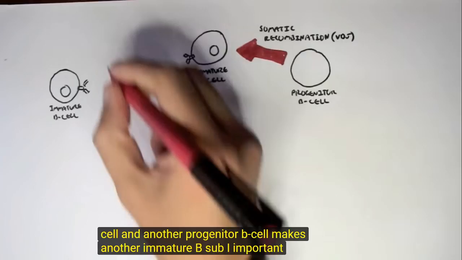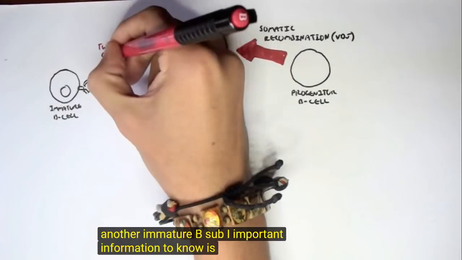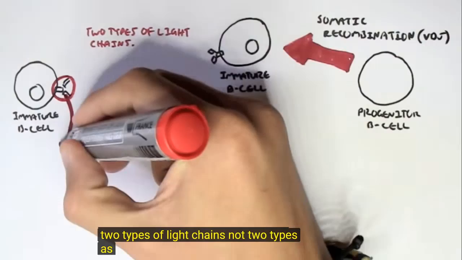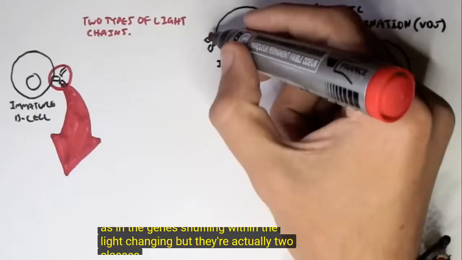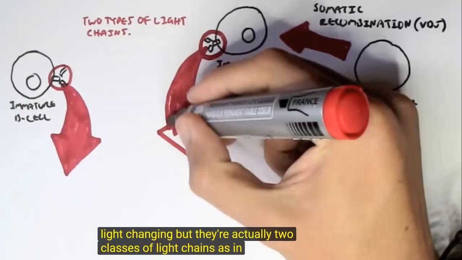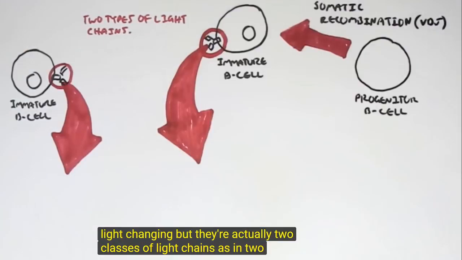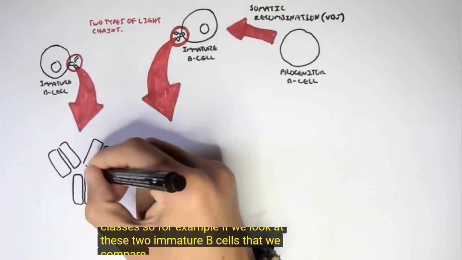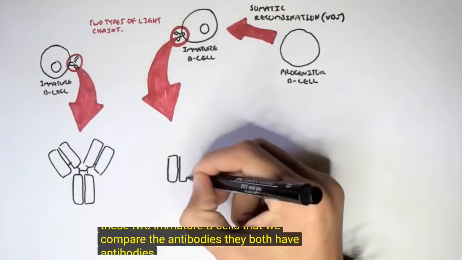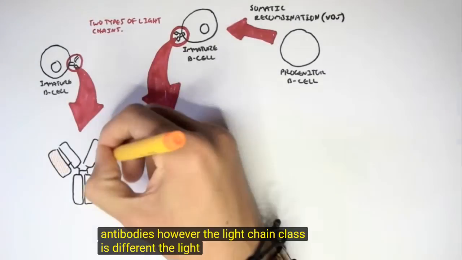Important information to know is that there are two types of light chains. Not two types as in the genes shuffling within the light chain gene, but there are actually two classes of light chains. So for example, if we look at these two immature B cells and we compare the antibodies, they both have antibodies. However, the light chain type is different.